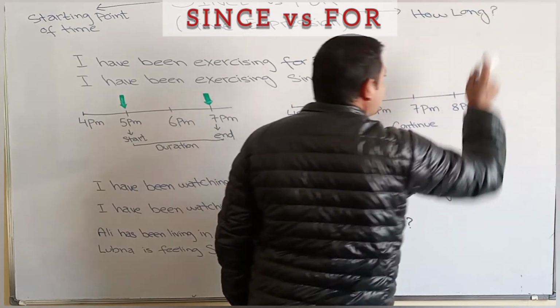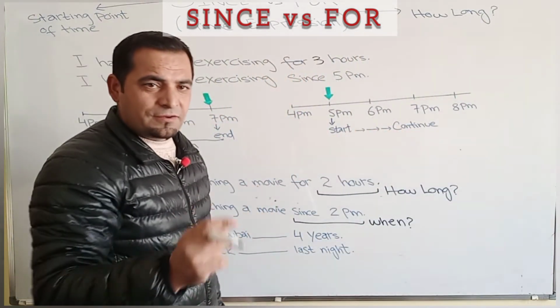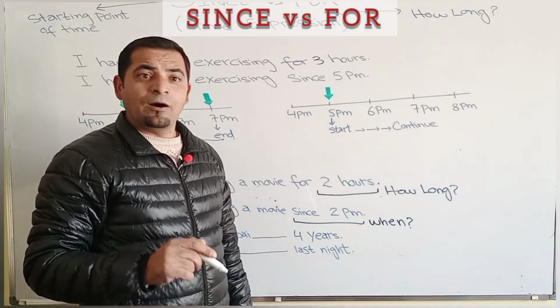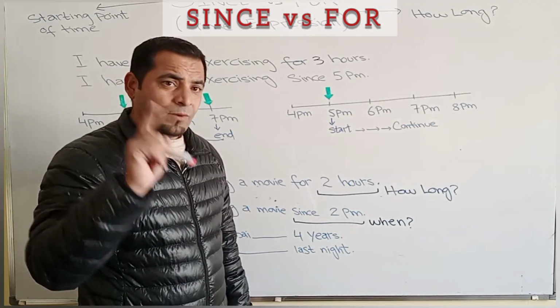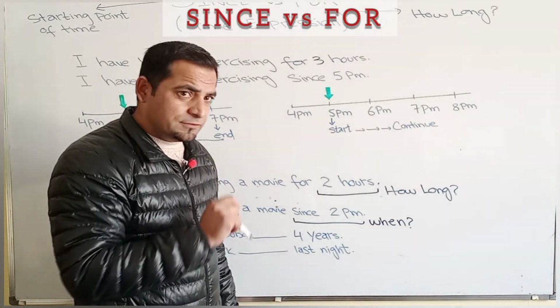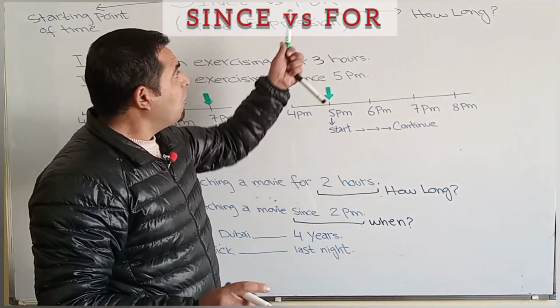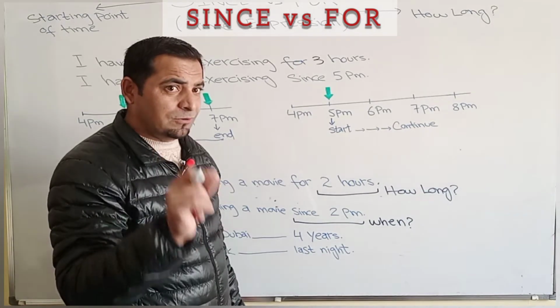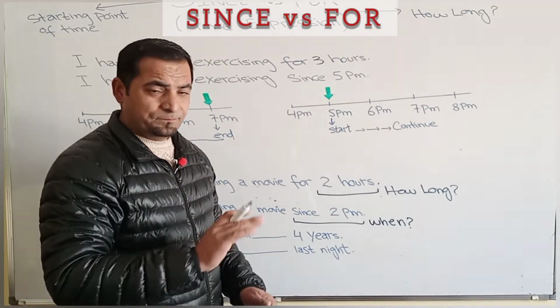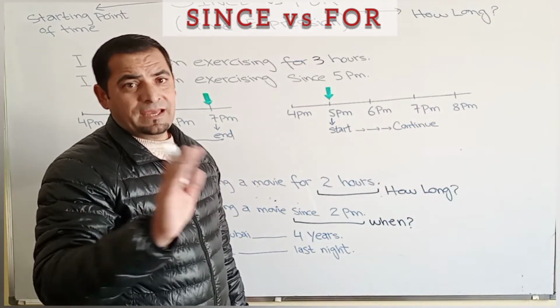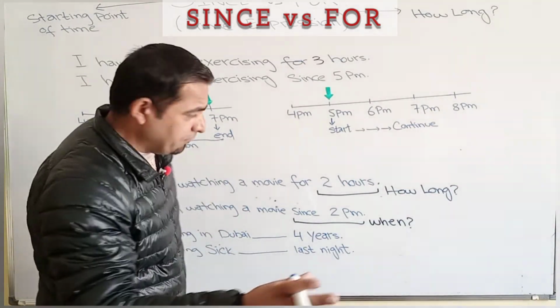How long? For 1 hour. How long? For 2 hours. How long? For 1 day. How long? For 1 month. How long? For 1 year. How long? For 5 years. So for answers the question, how long an activity or a task or an action remained in action. What is the total duration of it?